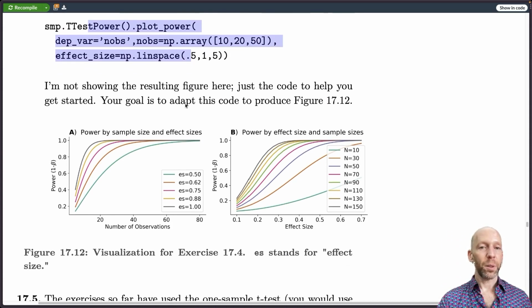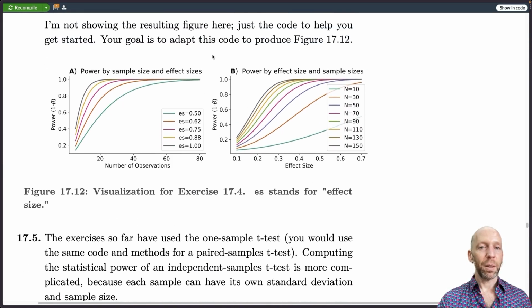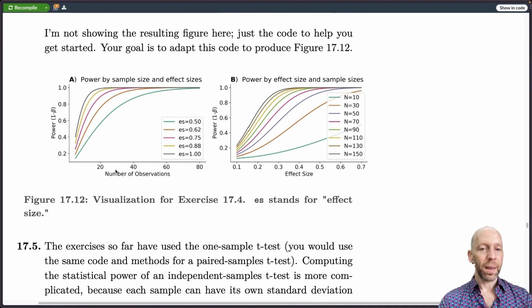Here is the goal of this exercise. Basically, you can start from this code and modify it to create a figure that looks like this. So here we see in panel A, we are looking at the number of observations, so the sample size. And here in panel B, we have the effect size on the x-axis. And the y-axis in both cases is statistical power. And the separate lines in panel A correspond to effect size. That's what ES stands for. And here we have the sample size.